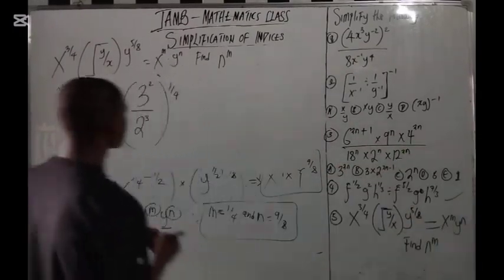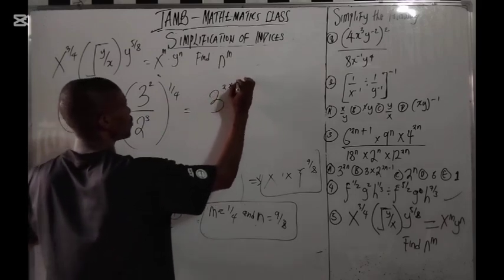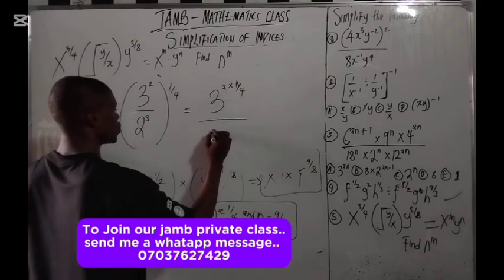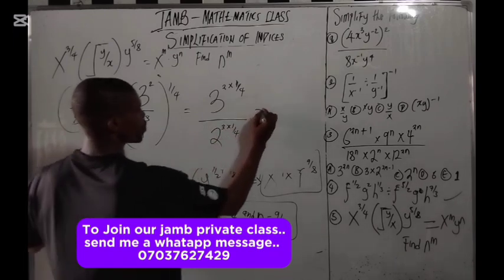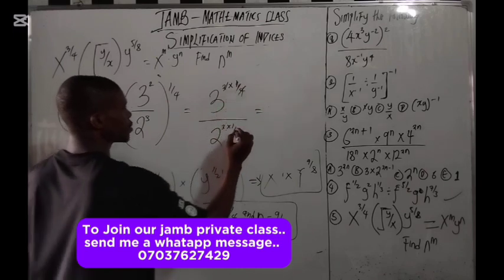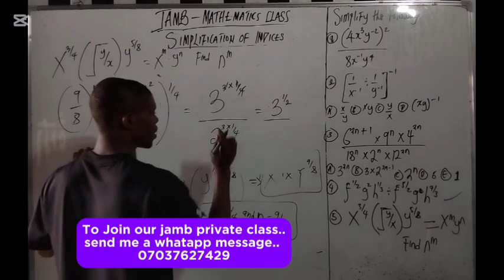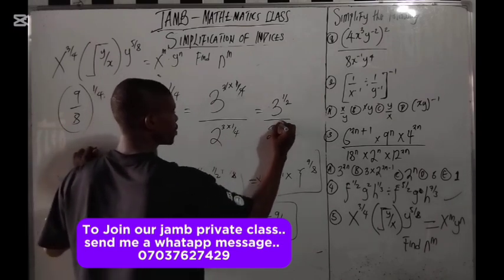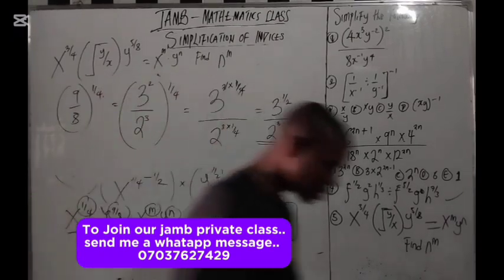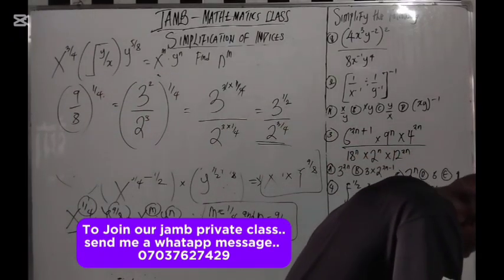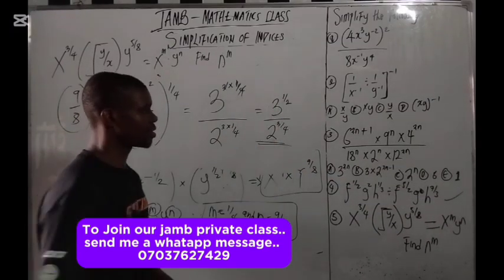Can you see that? So what will happen here is this. It is going to be 2 times 1 over 4, right? Over 3 times 1 over 4, right? So what happened here? This one needs to go out, right? Here we have 3 raised to 1 over 2 over 2 raised to 3 over 4. This is the answer, as easy as this.